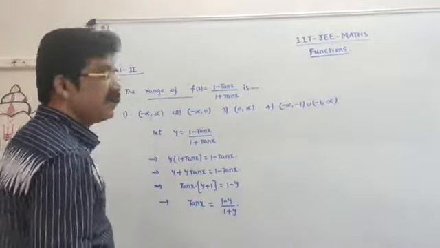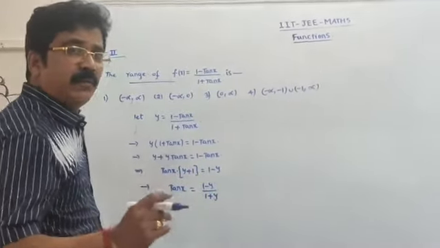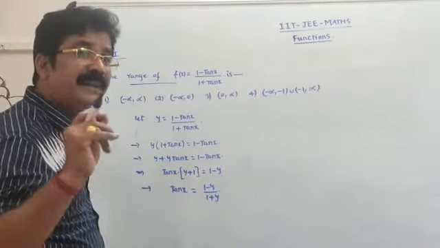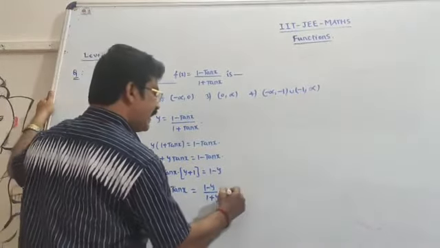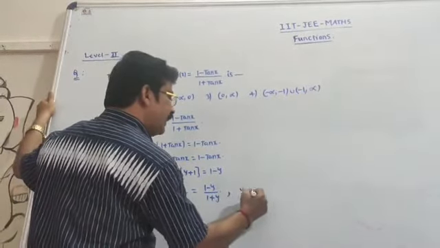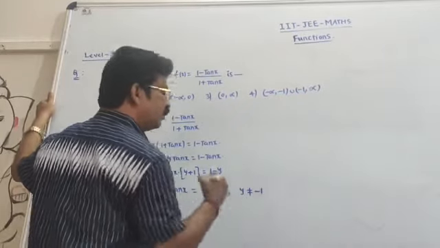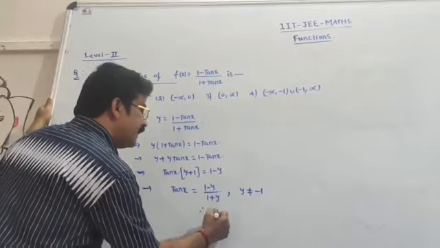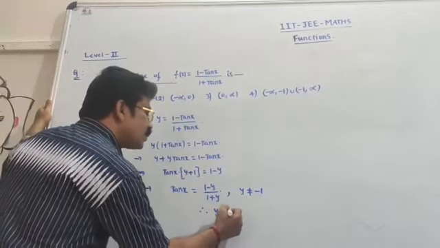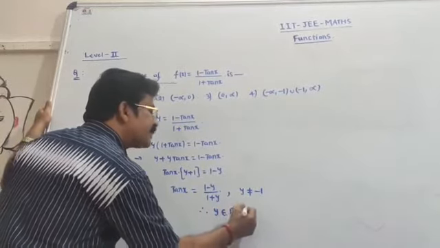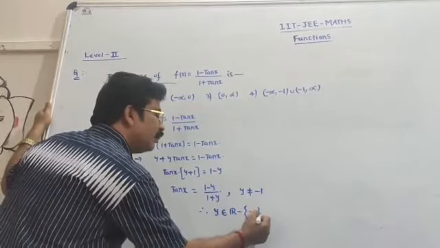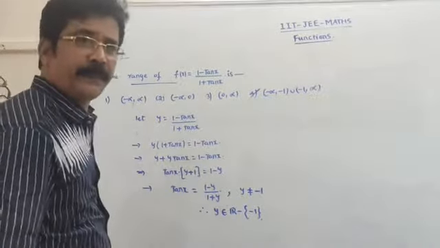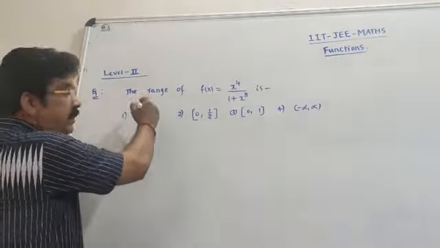So x means what? Domain. Y means what? Y or f of x, the range. So clearly we see that y should not be equal to minus 1. So what does it mean? Y belongs to any real number except minus 1. So the fourth option is right. Hence the problem. Next question.